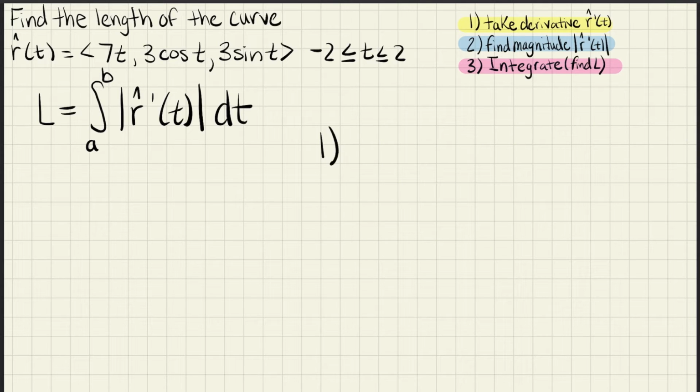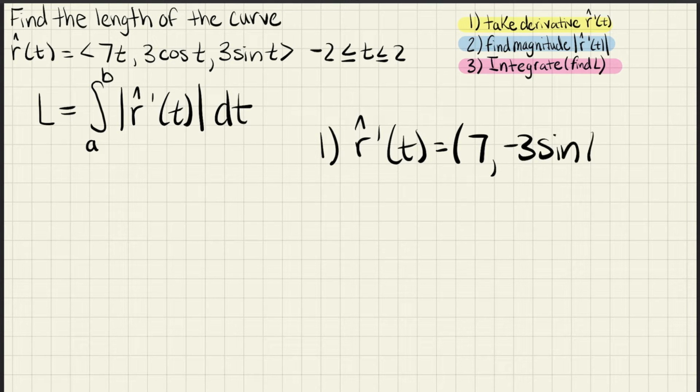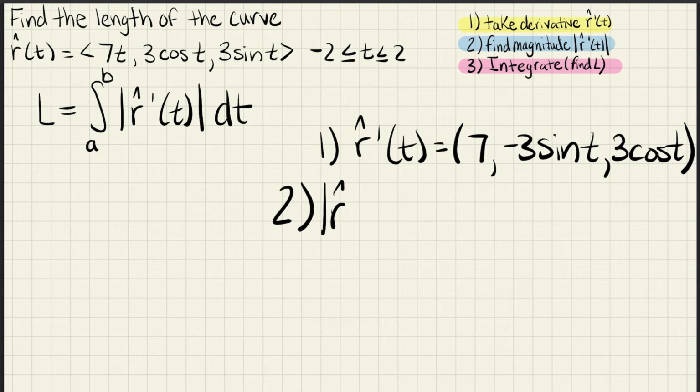Alright, so starting with step 1, we are just going to find the derivative of each part of our vector. 7t gives us 7. 3 cosine t gives us -3 sine t, and 3 sine t gives us 3 cosine t. And now we'll just use our magnitude formula and square each value, add them together, and take the square root.